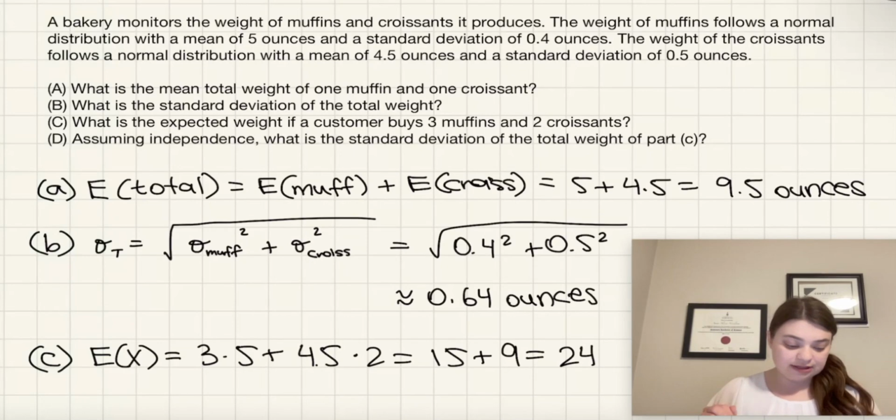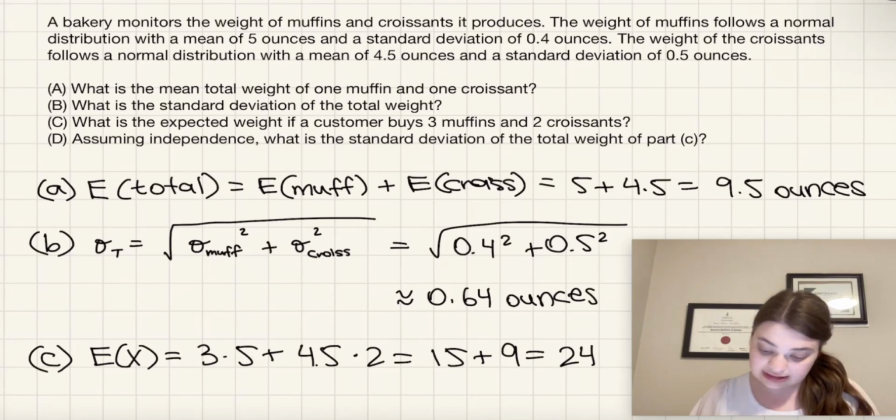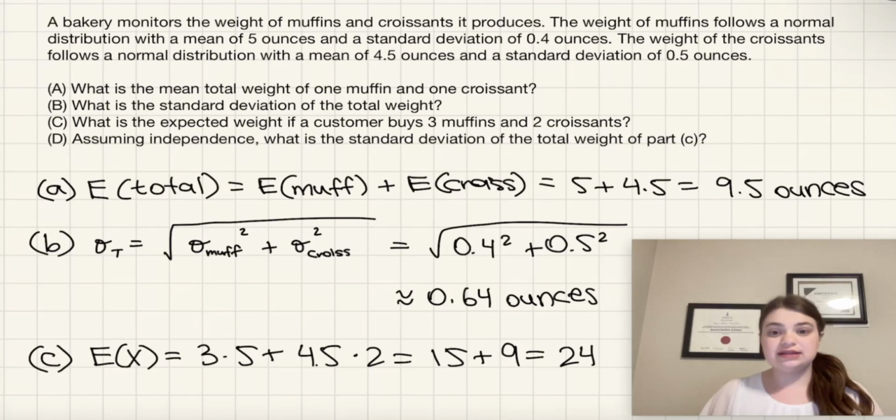Okay, part D is the last part for this one. It says, assuming independence, what is the standard deviation of the total weight in part C? So basically, if we did this many different times, if we weighed 3 muffins and 2 croissants, and we did that again, 3 muffins, 2 croissants, we find the weight. 3 muffins, 2 croissants again, we find the weight, and so on. How much would essentially the standard deviation be in that scenario is what they're asking.